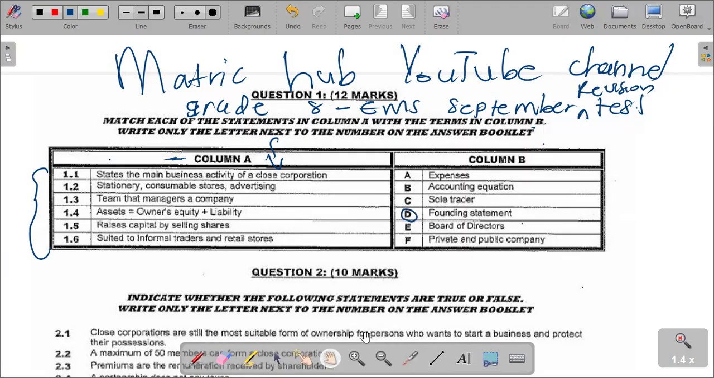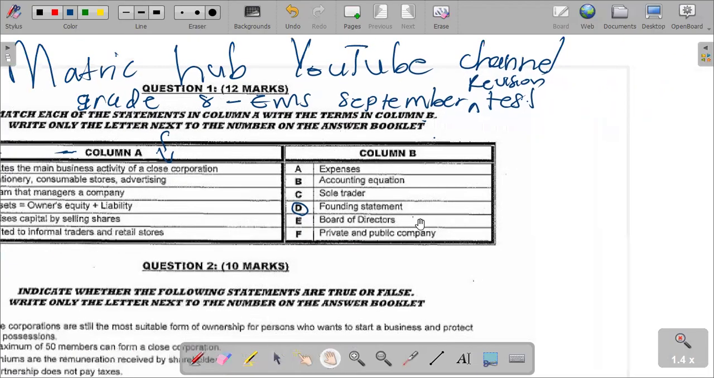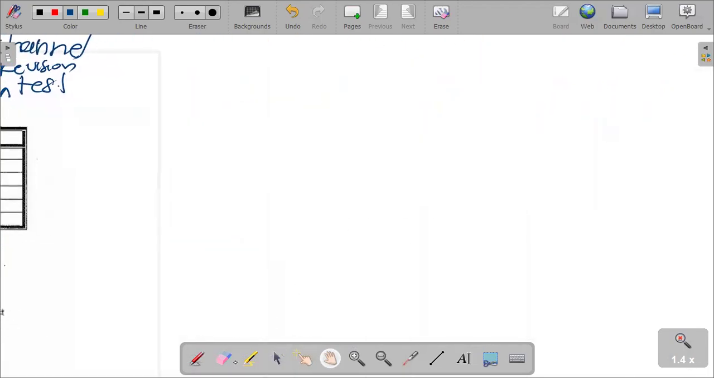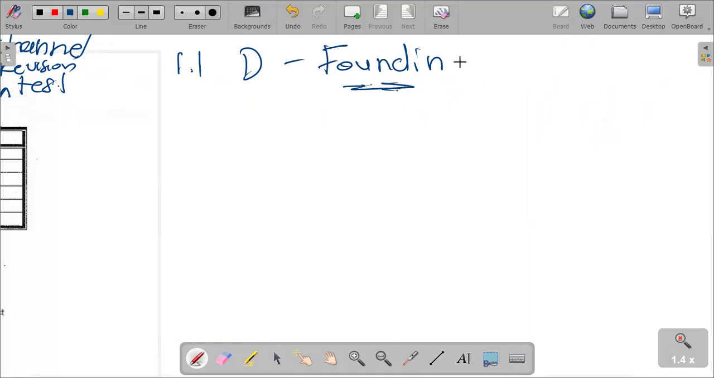So now let's explain why the answer is D, right? You'll write it like so, 1.1 D. You don't need to write founding statement, I'm just writing it for you to get a closer look. You don't need to write this part, all right?